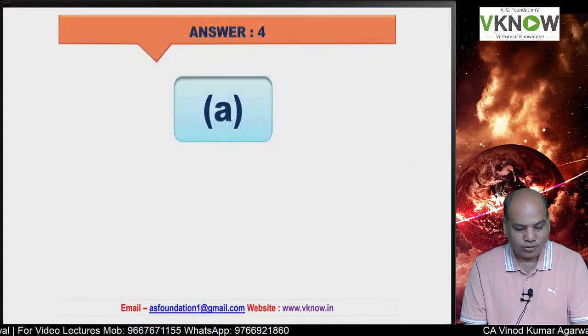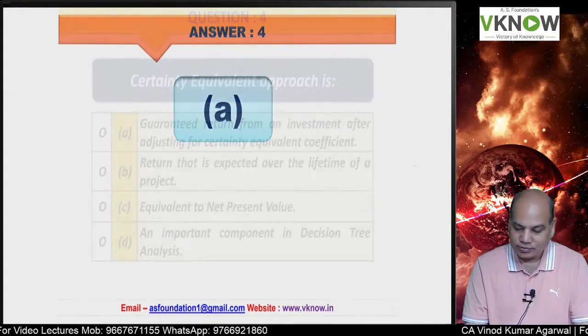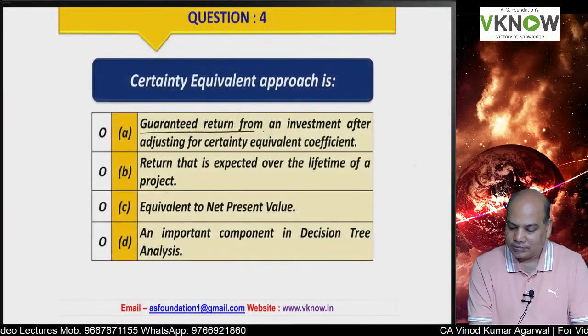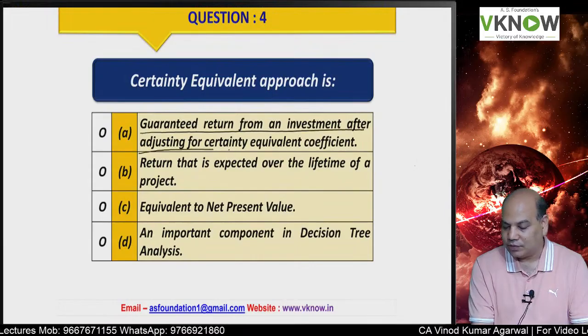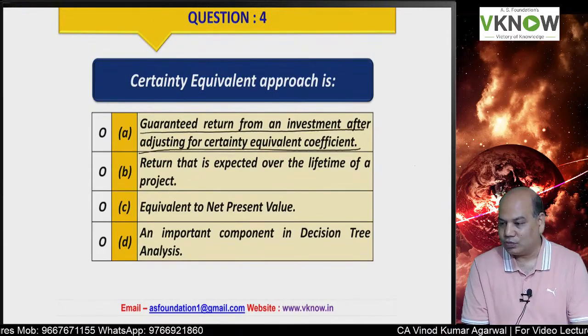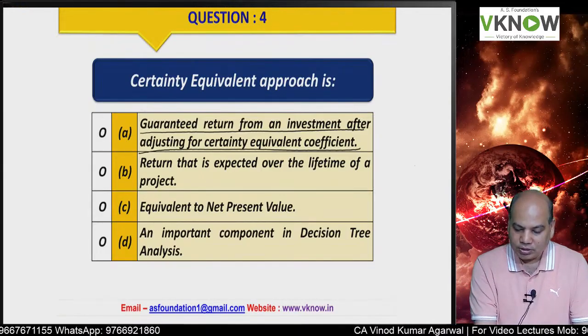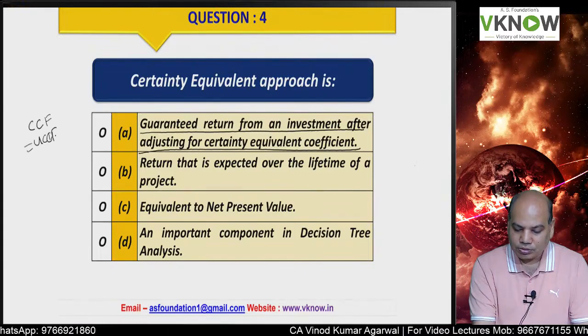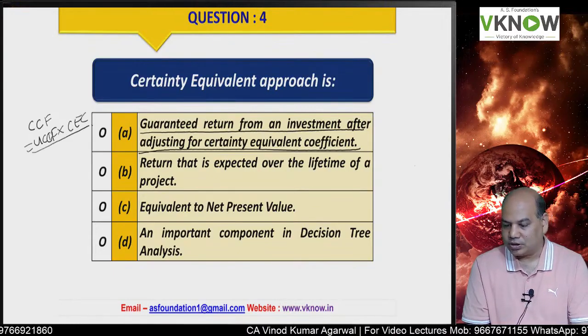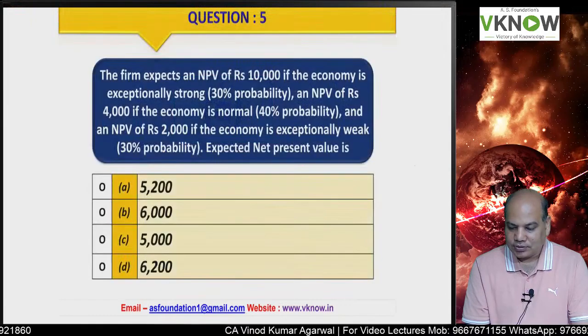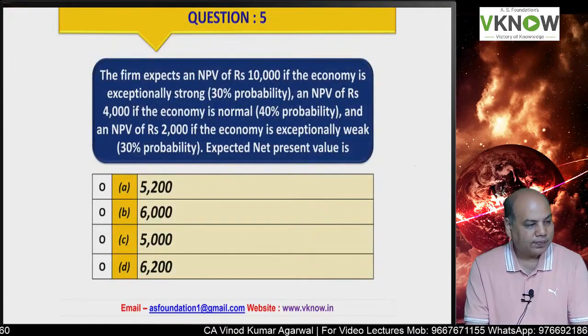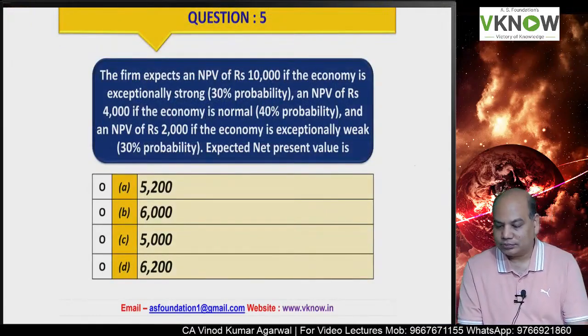4A, very good. 4A is the right answer. 4A, guaranteed return from an investment after adjusting for certainty equivalent coefficient. So the formula for this is certain cash flow equals uncertain cash flow into certainty equivalent coefficient. Very good answer. Okay, question number 5 will require a calculator.